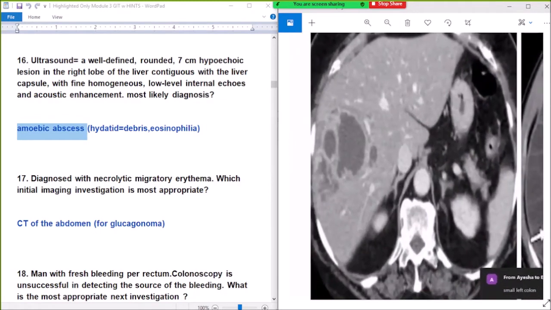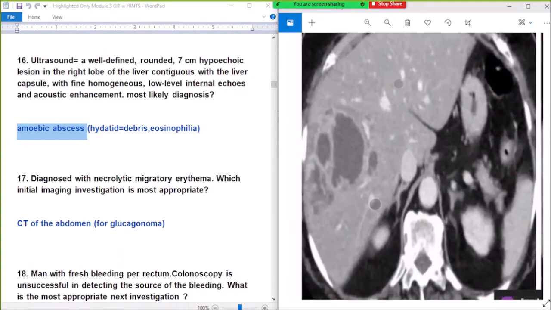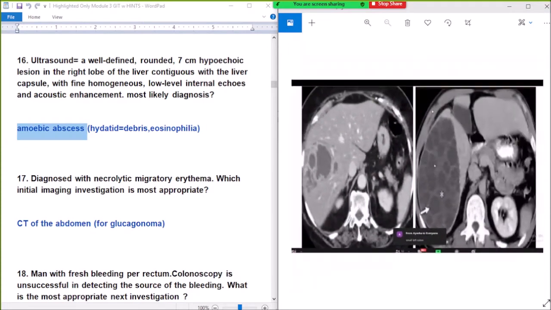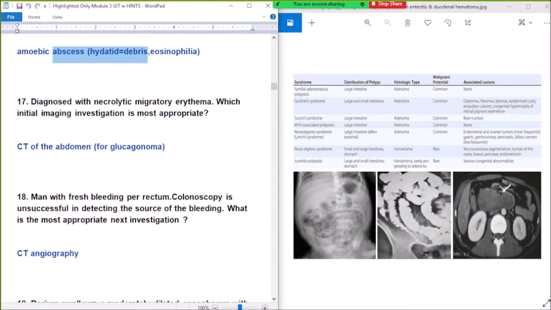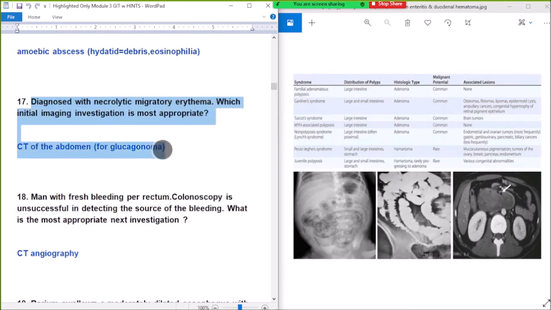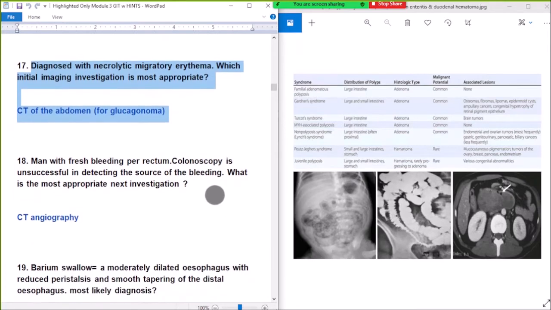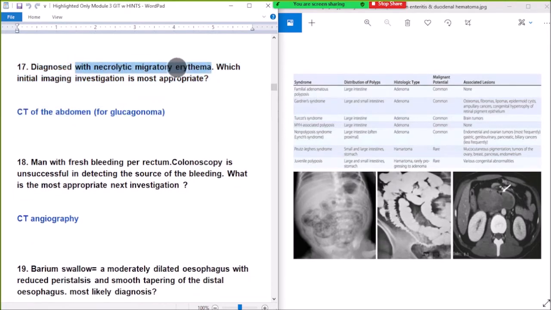In the abscess, there will be an irregular-shaped or well-defined lesion with central hypodense areas and fine internal echoes. Diagnosis: amoebic abscess. Question 17. Patient with necrolytic migratory erythema. The most appropriate initial investigation is CT of the abdomen to see the glucagonoma. In necrolytic migratory erythema, the most appropriate initial investigation is CT of the abdomen for glucagonoma.